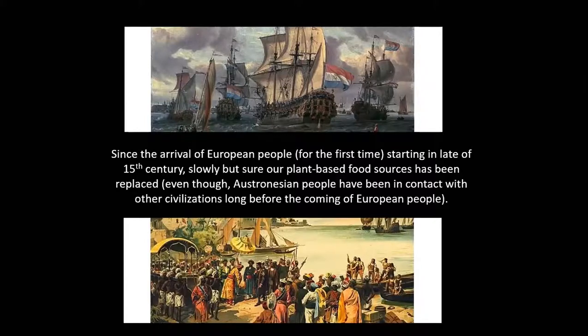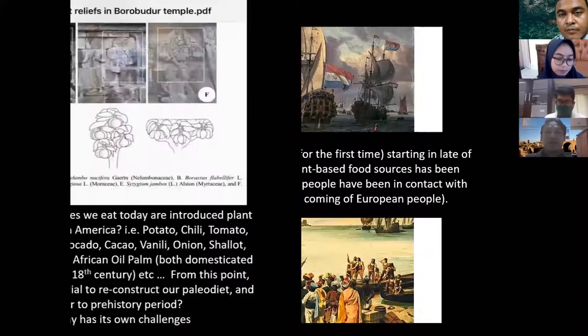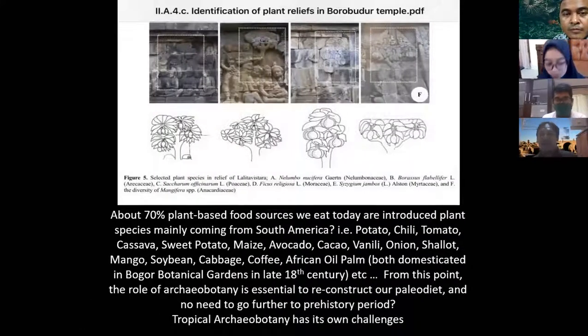They traded kemenyan. What is kemenyan? Styrax benzoin. They traded kemenyan or styrax benzoin in Yemen, in the Middle East, long before the coming of the European people. We have been in contact with the people in the Indian subcontinent. And we sailed to the Pacific Islands, with many evidence and many artifacts that our ancestors, the Austronesian people, visited that place. And I took this picture from the relief of Borobudur Temple.